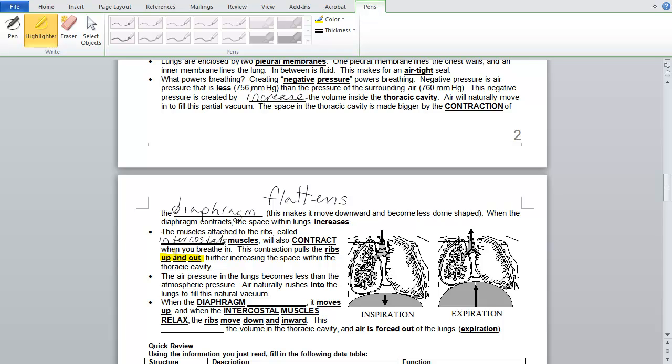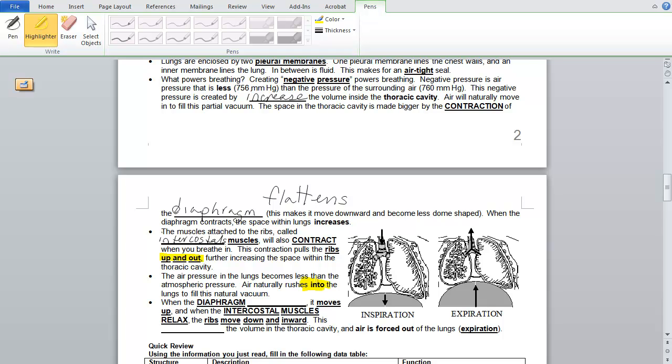So the pressure in the lungs becomes less, and the air is rushing in, and this is a passive thing. We're not pulling the air in with energy. We're not exerting energy to move the air. What we do is we expand the chest cavity.